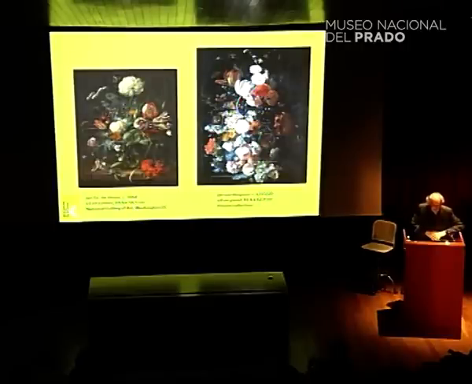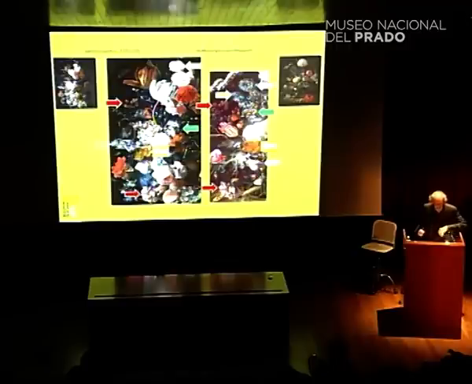And then when you compare it with a painting by Jan van Huysum, you suddenly see that several of the flowers from Jan van Huysum's painting appear in the De Heem, which is of course impossible because De Heem was painted 1664 and van Huysum was only painting in the early 18th century. But here in these details, you can see that there are several flowers identical.